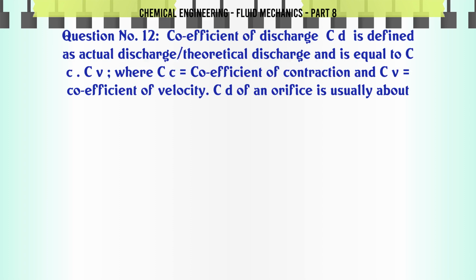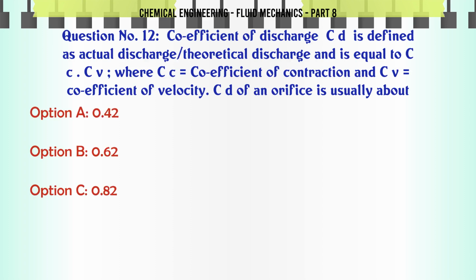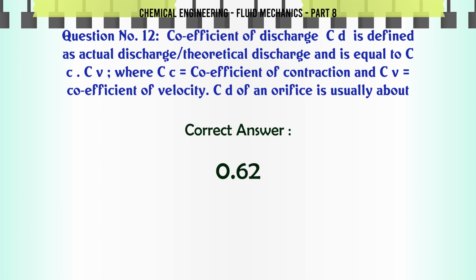Coefficient of discharge CD is defined as actual discharge over theoretical discharge, and is equal to CC × CV, where CC is the coefficient of contraction and CV is the coefficient of velocity. CD of an orifice is usually about: A. 0.42, B. 0.62, C. 0.82, D. 0.98. The correct answer is 0.62.